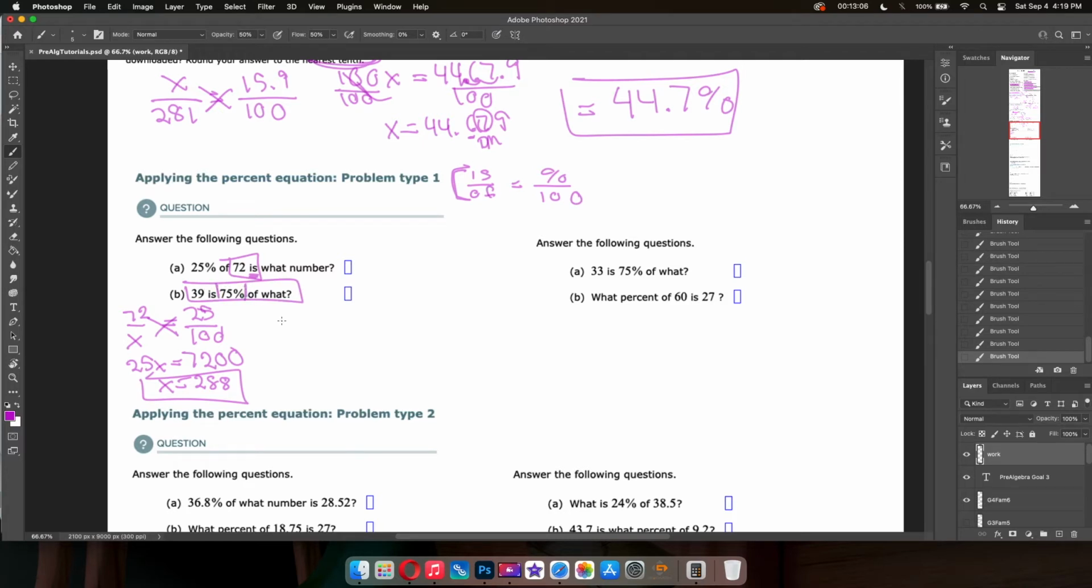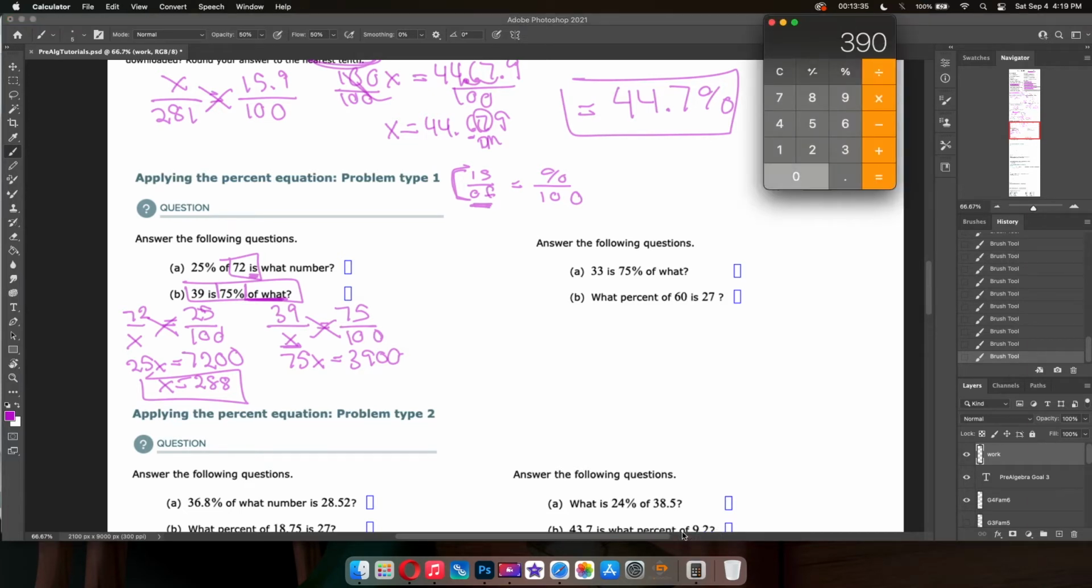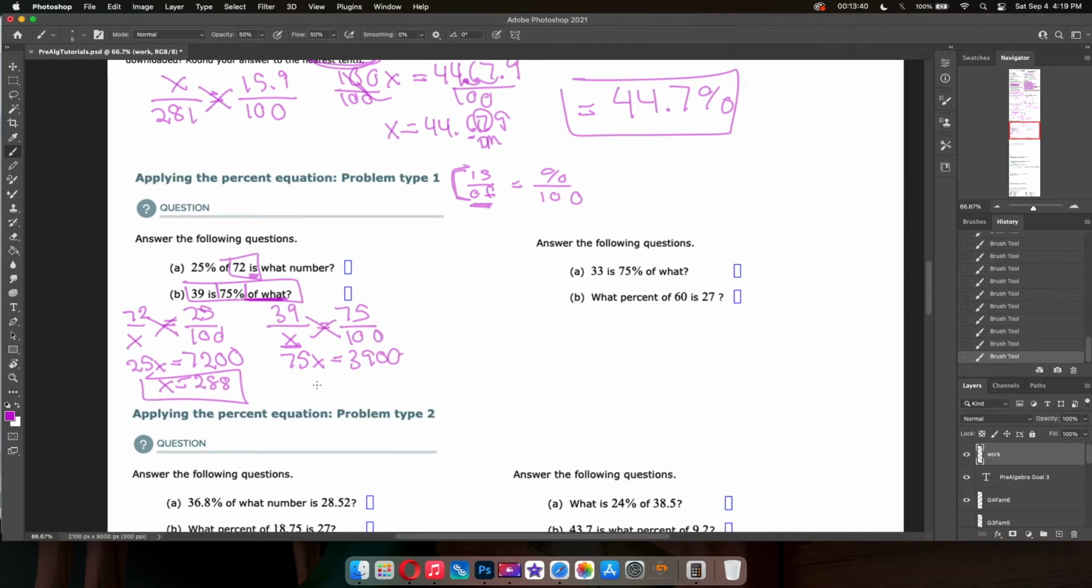39 is 75% of what number? And here in this case, the way they've worded it, because this is SAT wording here, of what, they actually tell you where the variable is going to go. There's the of, it goes in the of section. Cross multiply. 75x equals 3900. And what in fact is 3900 divided by 75 when my brain calculator is fried? 52. So x equals 52.